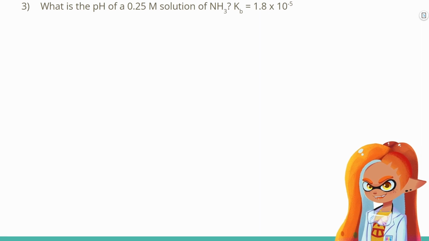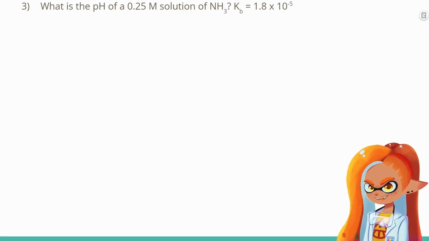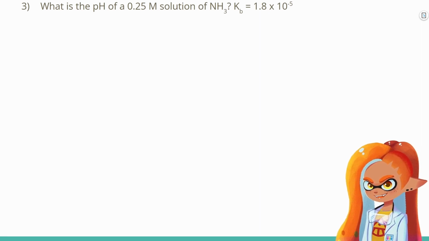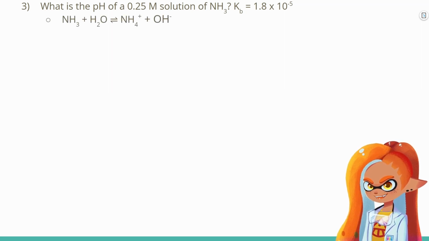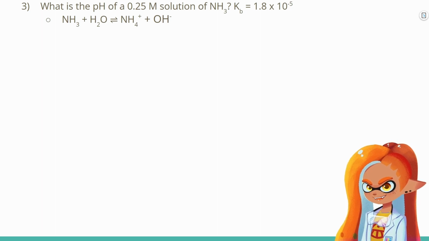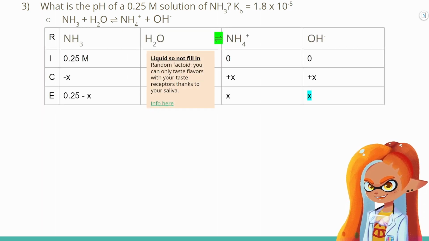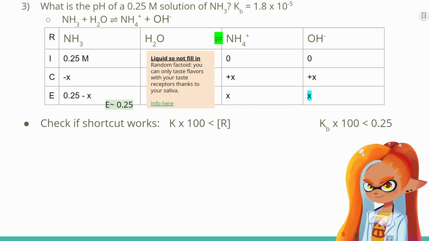What's the pH of this solution of ammonia? Okay, we got ammonia this time, and so I'm going to go ahead and set up ammonia as such. It is acting like a base because it is grabbing an H from water, and so now we have the ammonium ion and hydroxide ion on the product side. Just like before, I'm going to set up the RICE table. Again, water is a liquid, so we don't include that in our RICE table. We could just ignore that part straight up. And then I want to make sure to check the shortcut.